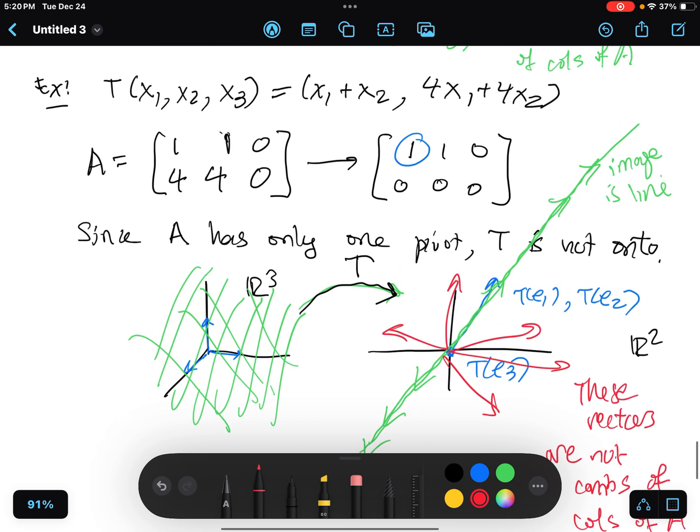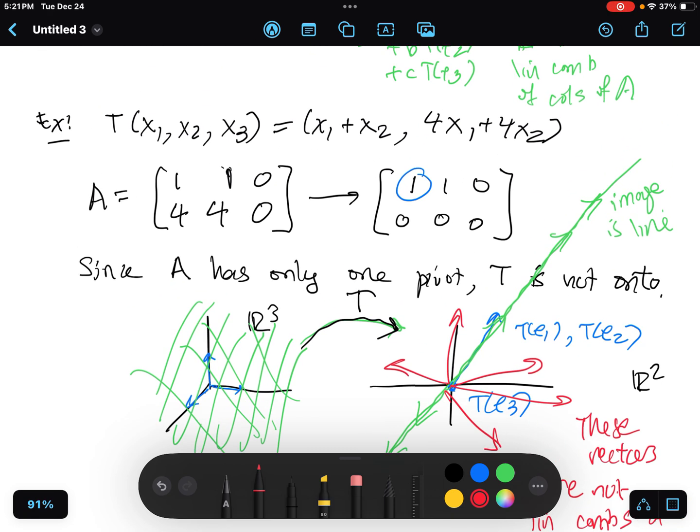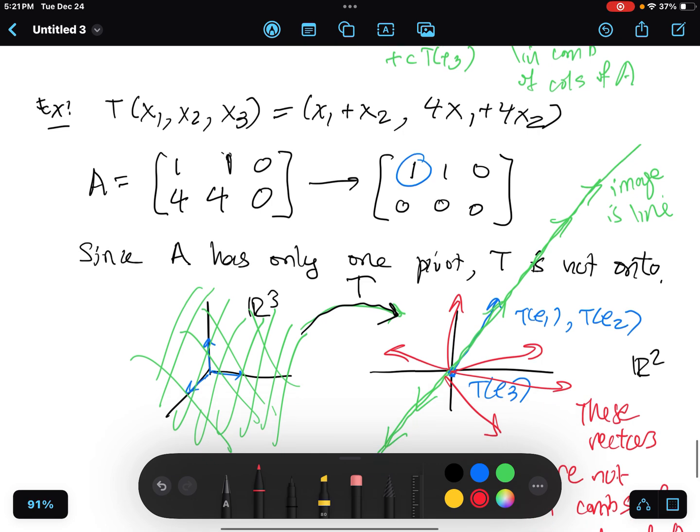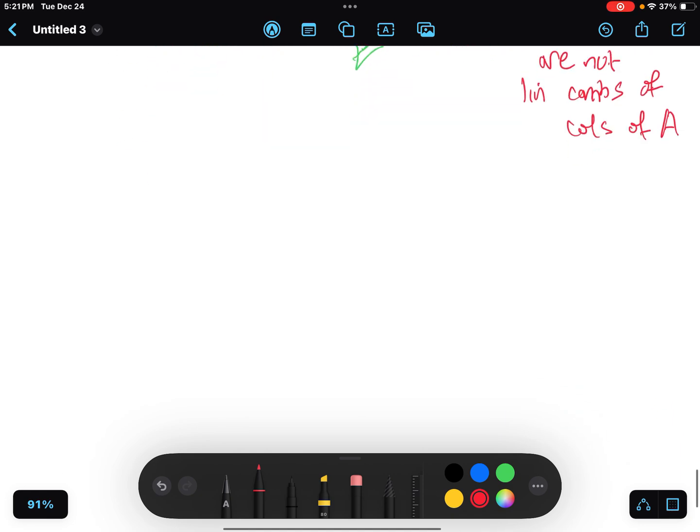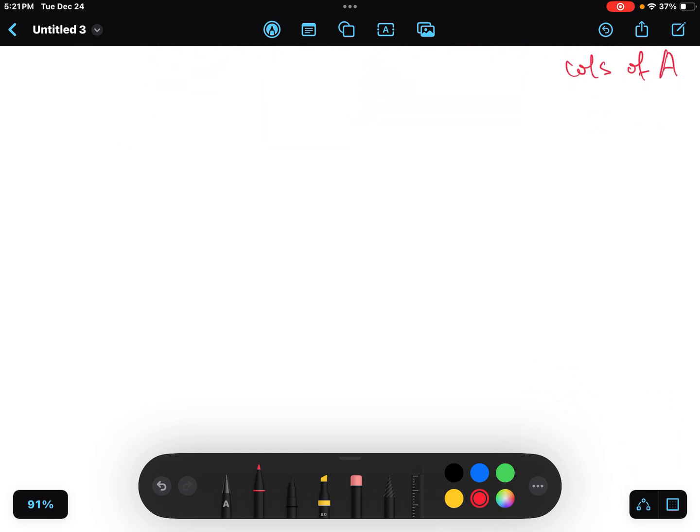Okay. So another way of seeing that T is not onto is to just come up with a vector b that makes Ax equals b have no solution. It should be pretty easy, right? Take something like 1, 1, or take anything that's not a multiple of 1, 4. And then if you solve Ax equals b, you'll see that there's no solution. So that's a simple way of seeing why T is not onto without thinking about pivots.